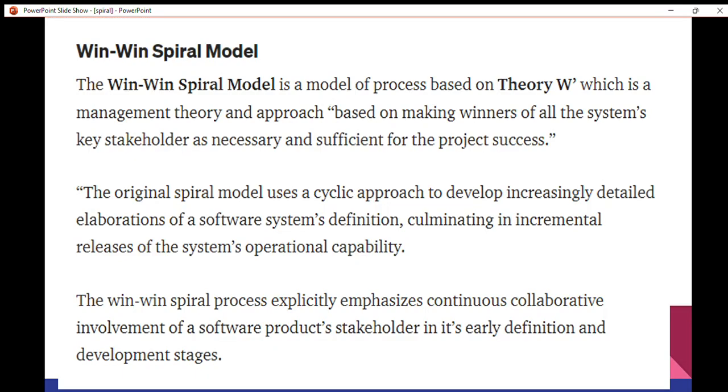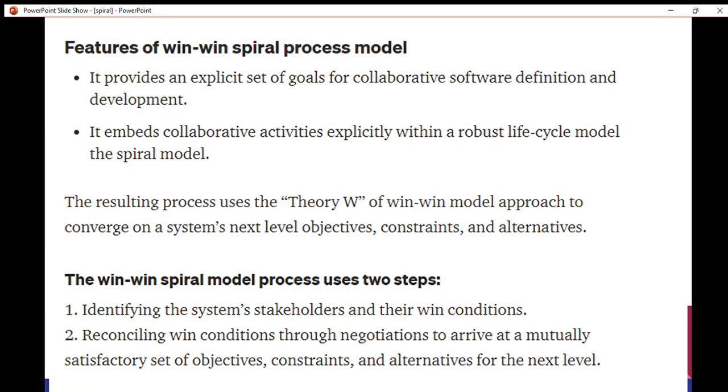Win-win spiral model. The win-win spiral model is a process model based on Theory W, which is a management theory and approach based on making winners of all the key system stakeholders, necessary and sufficient for project success. The win-win spiral process explicitly emphasizes continuous collaborative involvement of a software product's stakeholders in its early definition and development stages. Features of the win-win spiral process model: first, it provides an explicit set of goals for collaborative software definition and development. It embeds collaborative activities explicitly within a robust life cycle model, the spiral model.